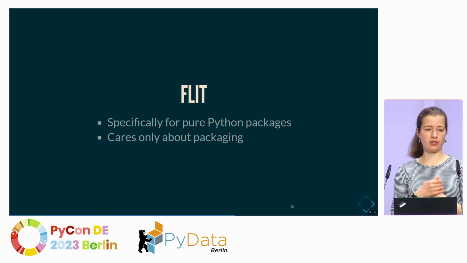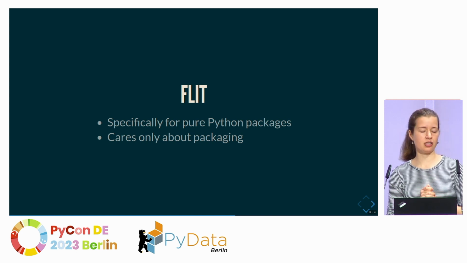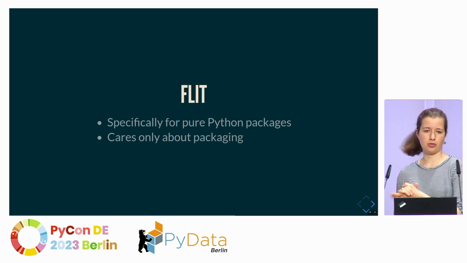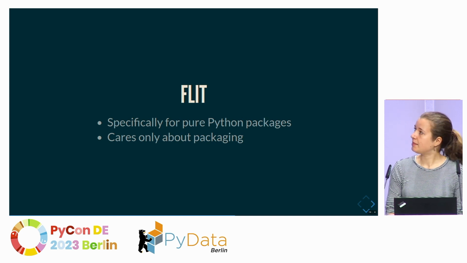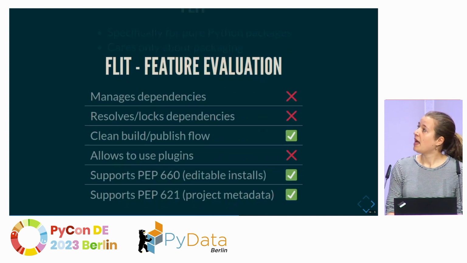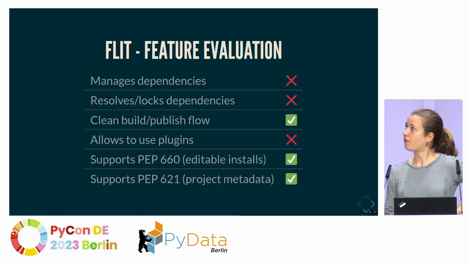First of all, it's just for pure Python packages. So if you have any extension code like in C++, then you could not use Flit, since Flit is just for pure Python packages, so those that would not need the build step. And yeah, it only cares about packaging. And that's also reflected in our feature table.